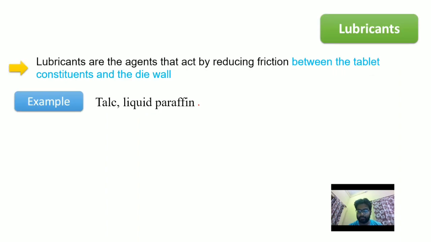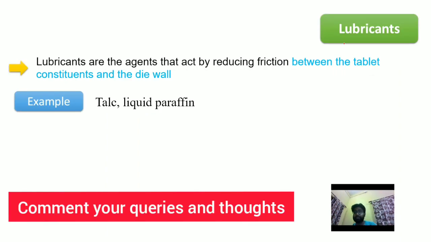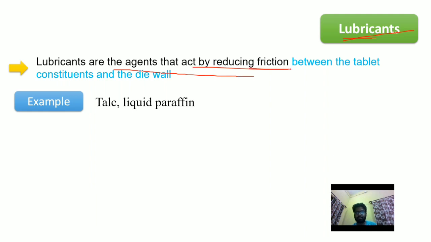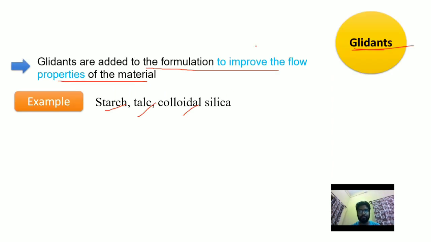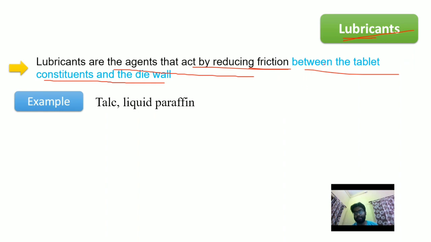Okay, then coming to the next point, lubricants. What are lubricants? Lubricants are the substances or chemical agents that also reduce the friction, but they reduce the friction between the tablet constituents and the die wall. See, glidants also reduce the friction, but they reduce friction between the tablet forming materials. Whereas lubricants reduce the friction between tablet constituents and the die wall of the tablet punching machine. Okay, and here the examples are talc, liquid paraffin. Okay, all this.